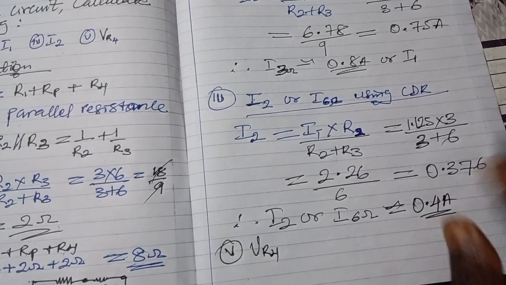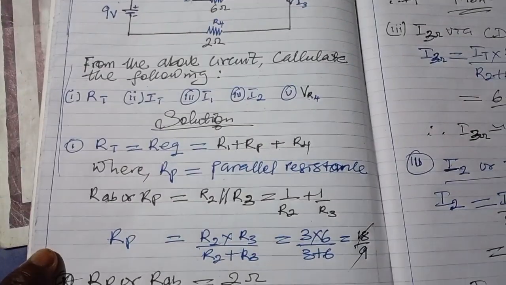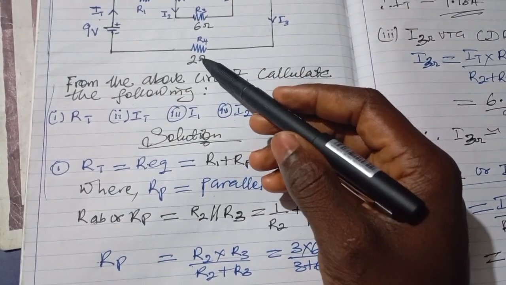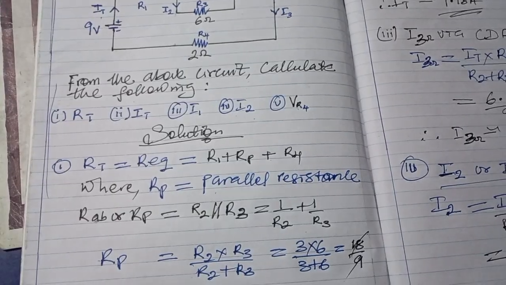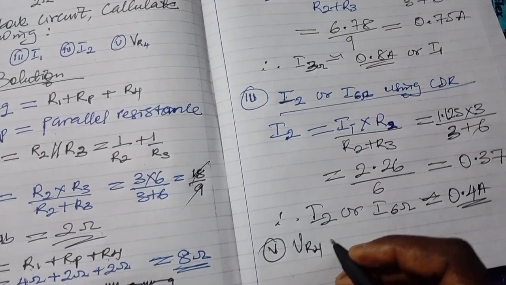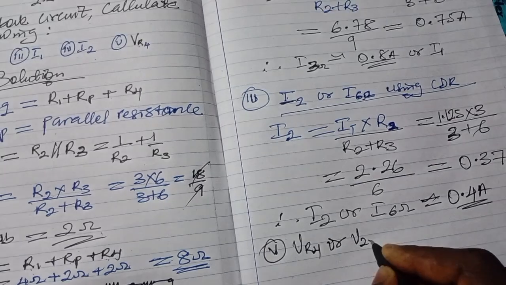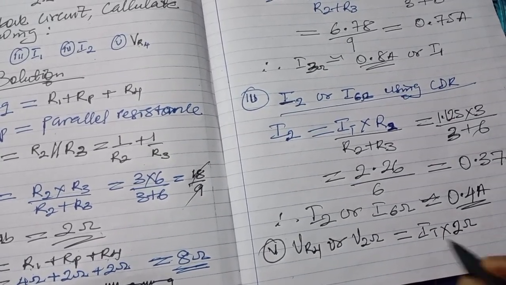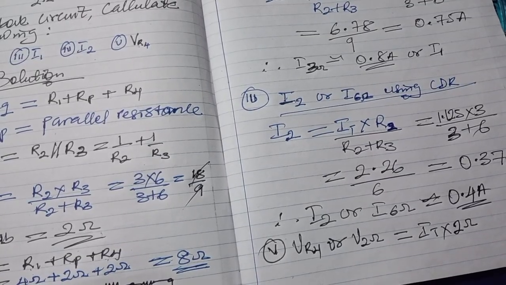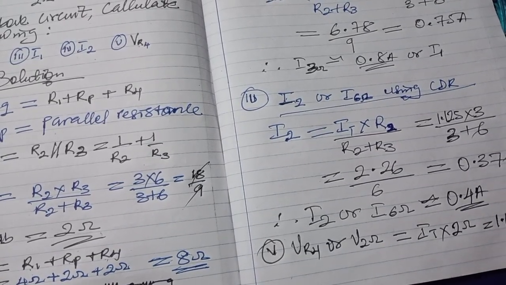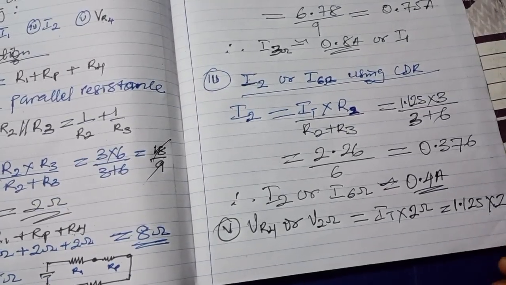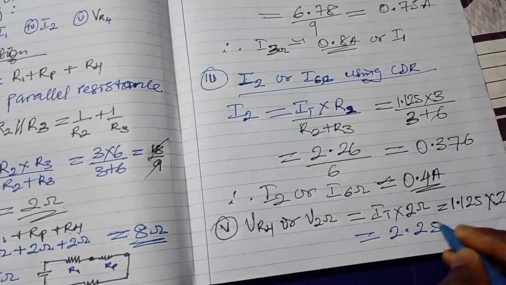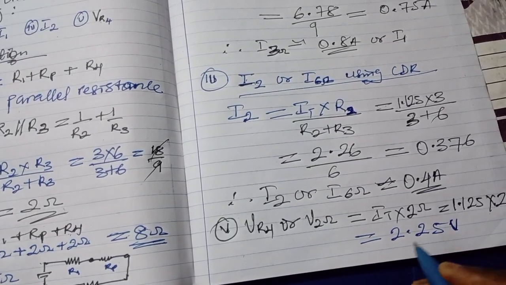We are required to calculate the voltage drop across resistor 4. VR4 means the voltage drop across this resistor 4. So VR4, or you can still say V2 ohms, is equal to I total multiplied by 2 ohms, which is the resistor we are talking about. So we have 1.125 multiplied by 2. This will give us 2.25 volts.